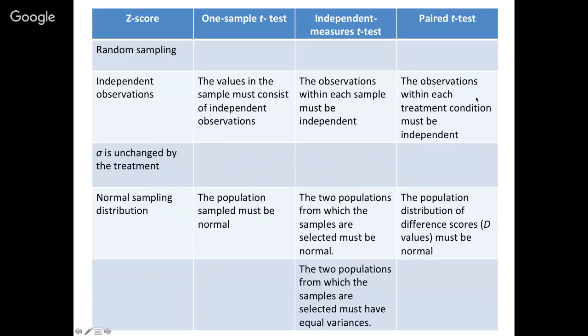And then we have one additional assumption for the independent measure t-test, which is that the 2 populations from which samples are selected have equal variance, which is also called the homogeneity of variance. This one is the unique assumption for an independent measure t-test.